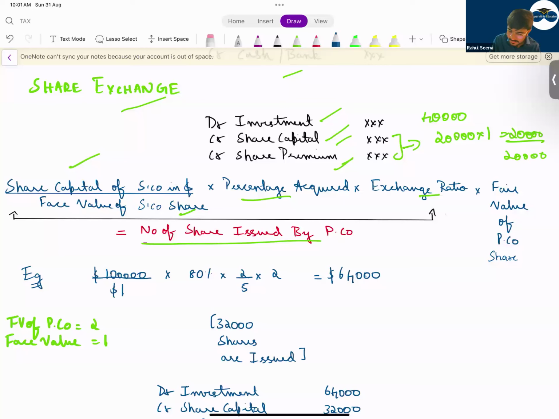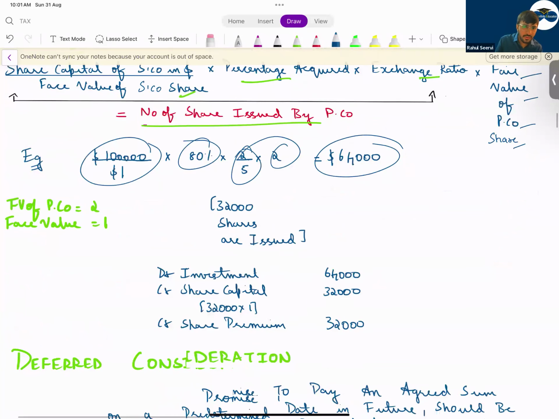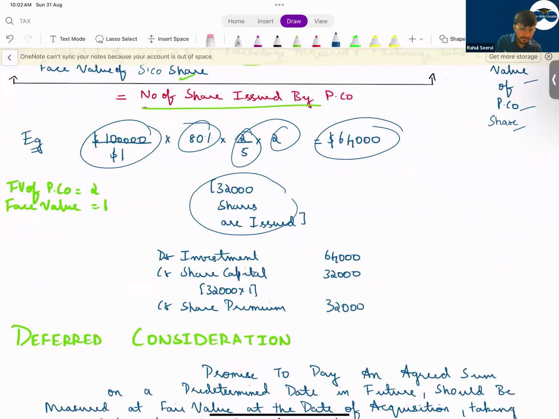So what will you do? You'll multiply by the fair value of the P company share price. We have taken an example here, 8 by 5 into 2, 64,000. Out of the 64,000, how many shares are given? 32,000 shares are given, face value is $1. So 32,000 and 32,000. You will increase the share capital and share premium of the parent company, not the subsidiary company.